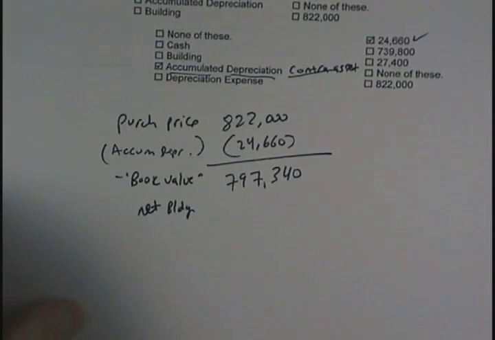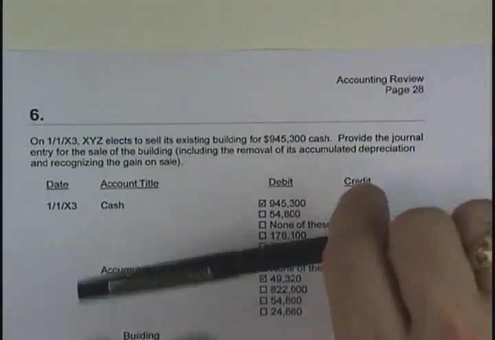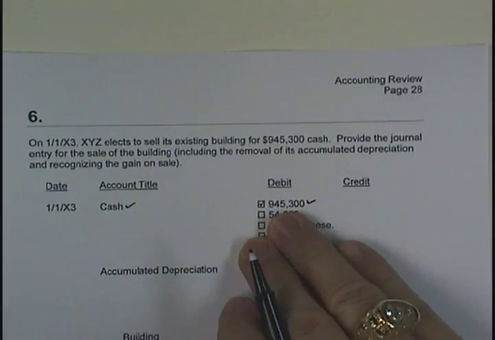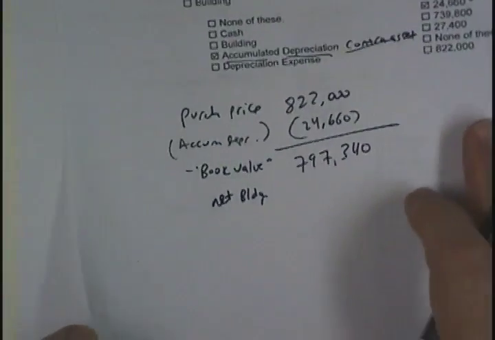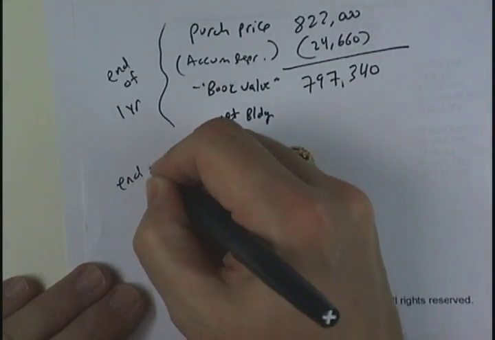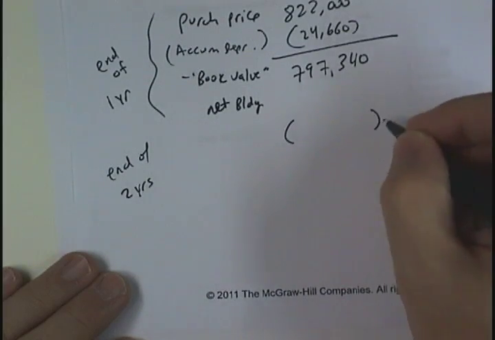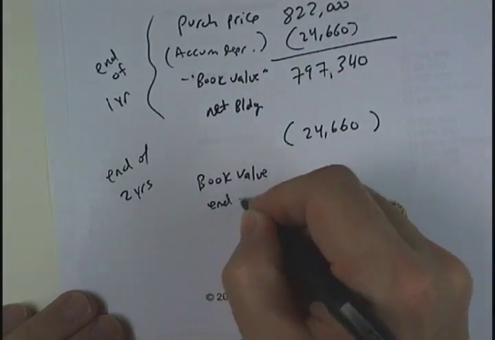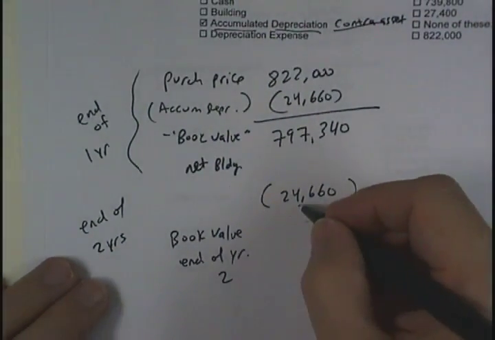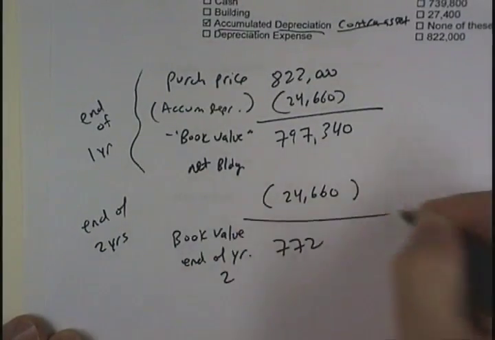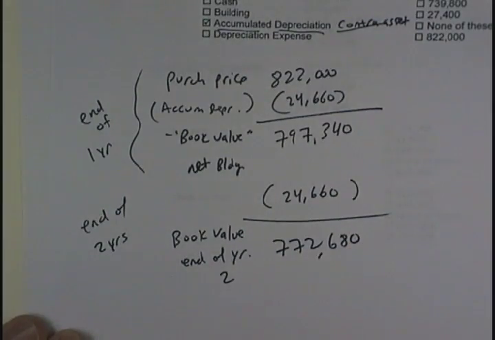Then we're told that we sell the building after 2 years. At the beginning of year 3, we sell the building for $945,300 in cash. Well, certainly we're going to increase our cash by the $945,300, but then we need to get our building off of the balance sheet when we sell it. Since we're selling the building after we've held it for 2 years' time, we will be having accumulated another year of depreciation expense against the building. So the book value at the end of year 2 will have gone down by another $24,660. So the book value at the end of year 2 is $772,680.